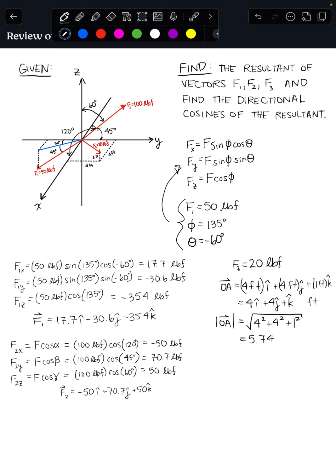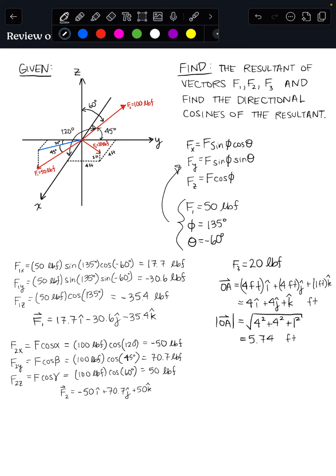5.74 feet. So if we cared about this, we're not asked in this question, but what this tells us is that the distance from point O to point A, which is at the tip of the F3 vector, that distance is 5.74 feet.